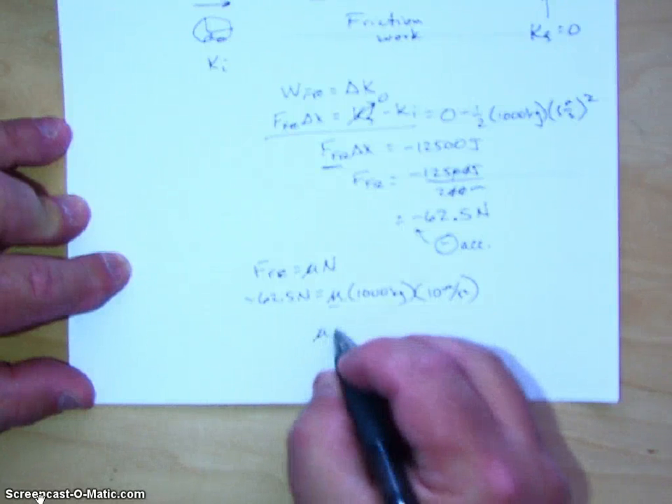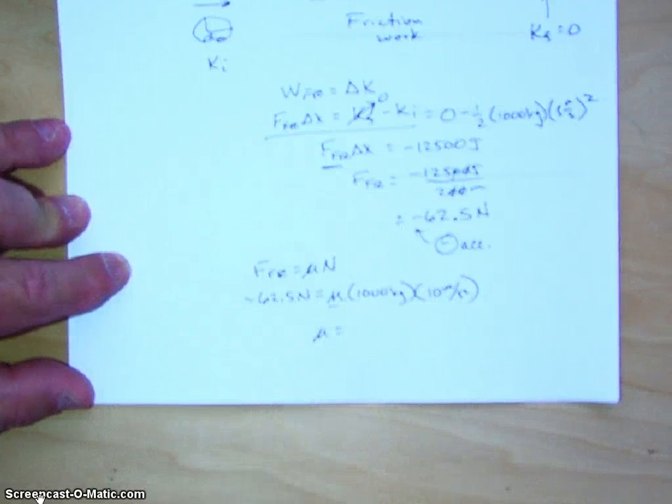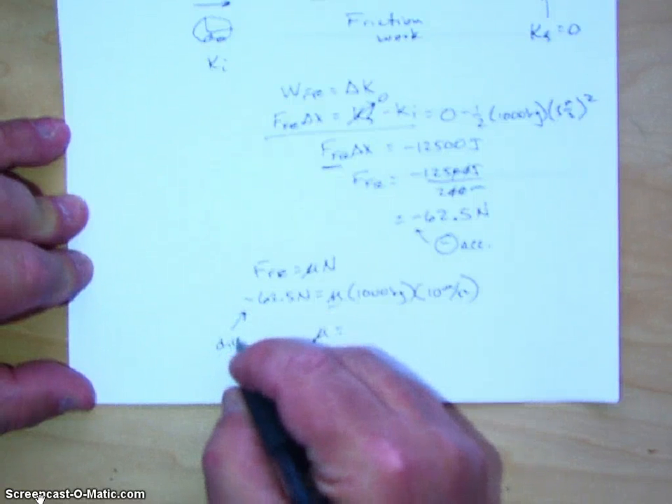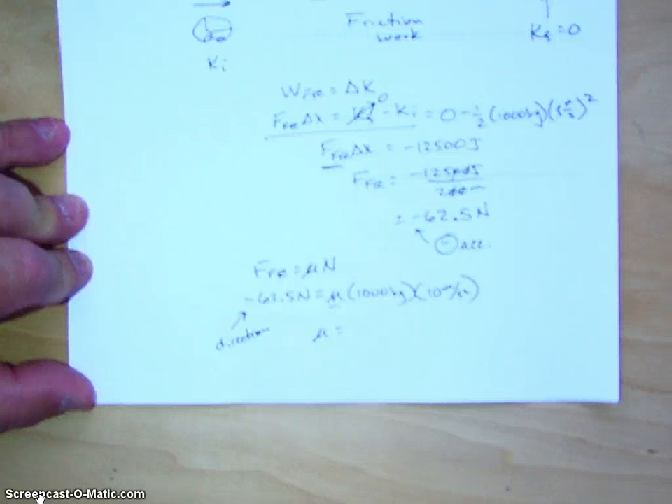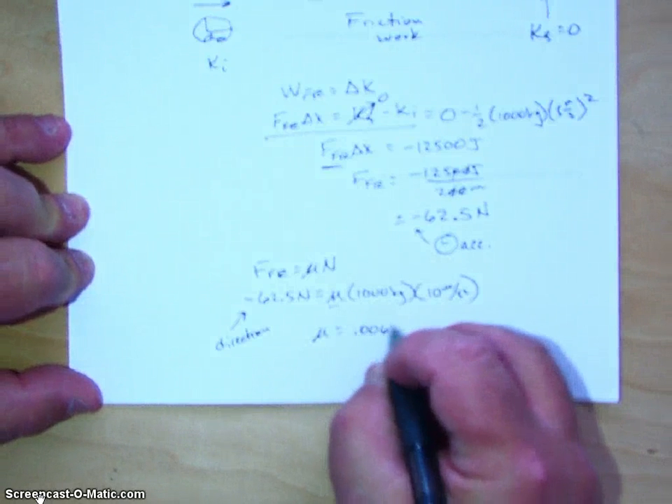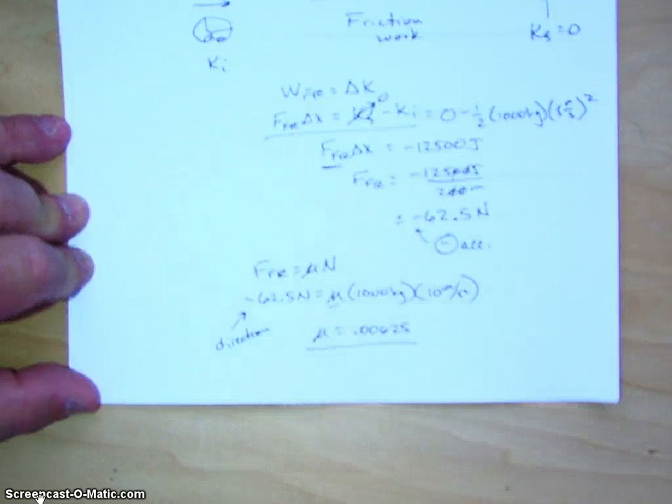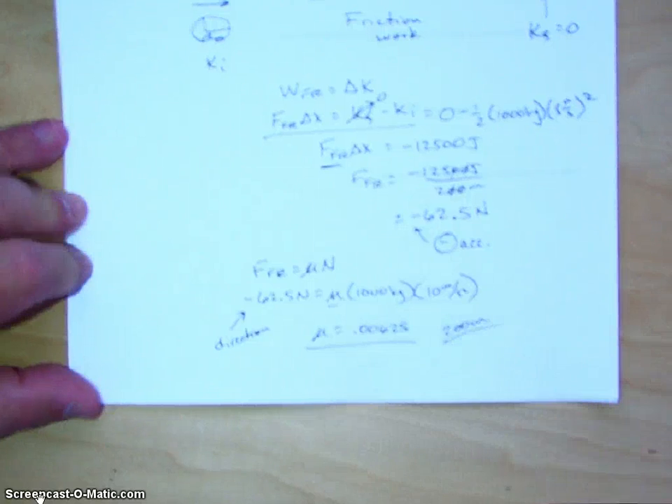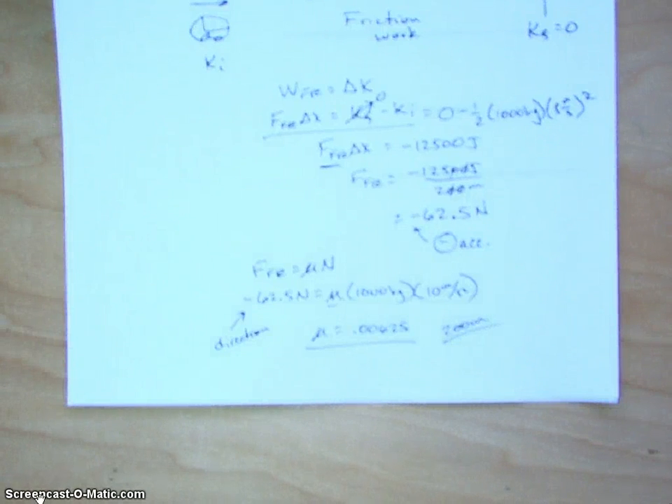You're going to get mu is equal to, here's where I don't really have to worry about the negative sign, because that's only indicating direction. So I could make it an absolute value of that. I'm going to get mu is equal to 0.00625. That's fairly low, but again, you took 200 meters to stop. If you slam on the brakes, it's going to be higher than that.